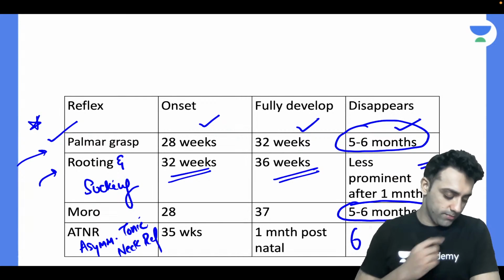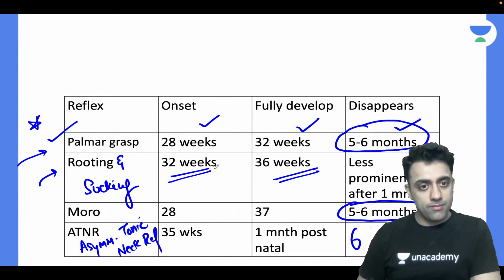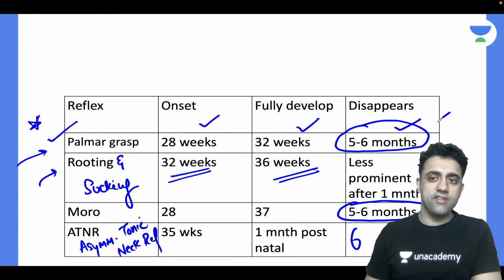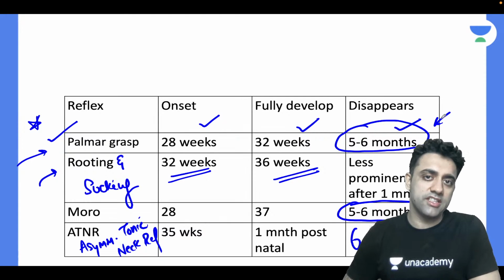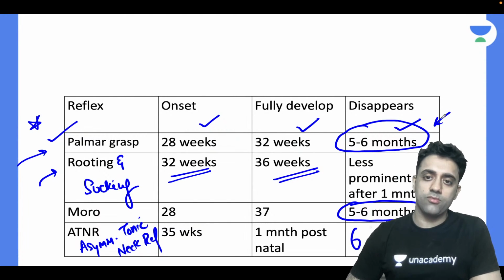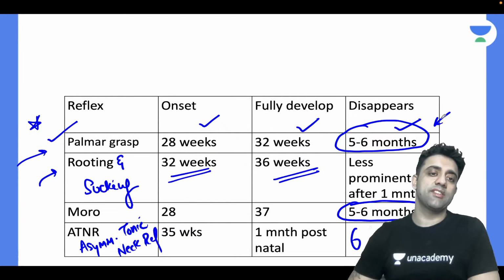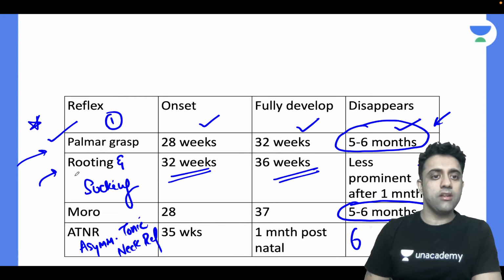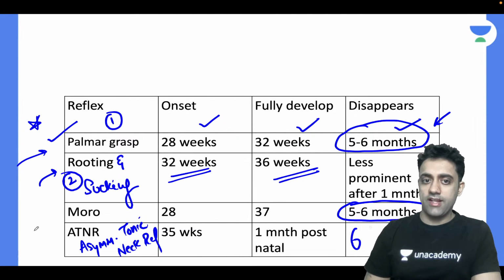Hamid says palmar grasp, dear, some books have given 3 months, but the best answer is usually 5 to 6 months. Still, if there is an update, I will let you know, but Nelson says palmar and plantar grasp disappear in 5 to 6 months. Okay, so palmar grasp over, number 1. Number 2, rooting and sucking reflex over.